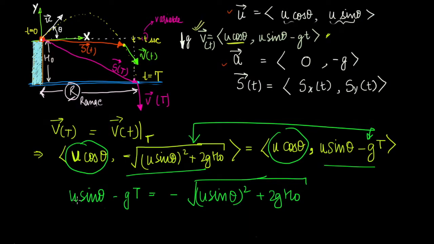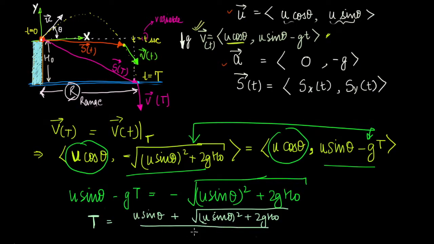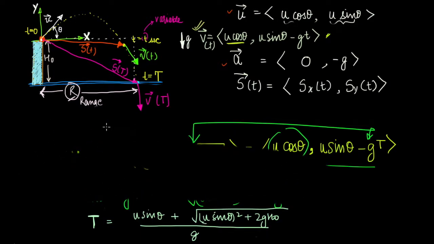All right, and what we can do with this is use it to express capital T, which is the total time of flight. You do the math and you get u sine theta plus the root of u sine theta whole square plus 2g h sub 0, divided by g. So this is what you get as the total time of flight. So let us write that down somewhere for convenience.